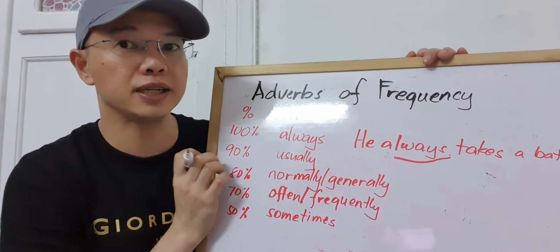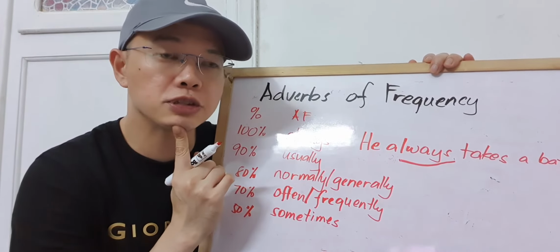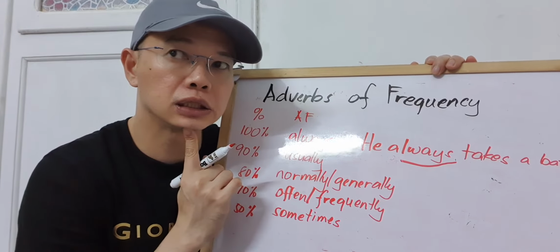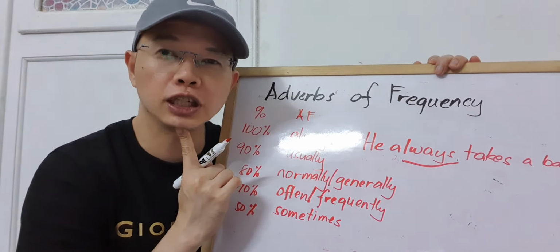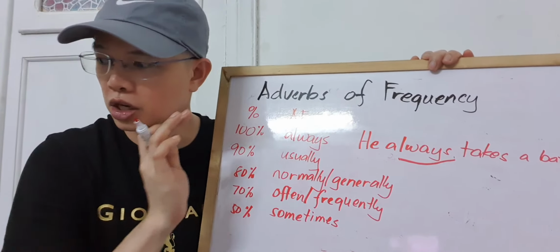So if you say, I sometimes cook dinner, I sometimes cook dinner at home. I sometimes cook my own dinner.